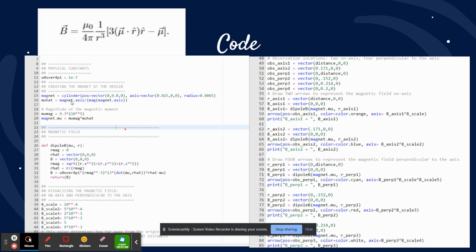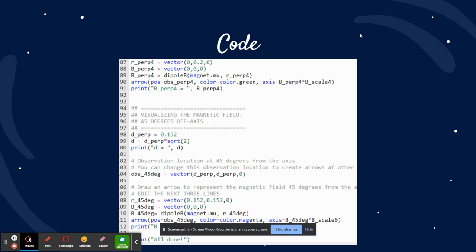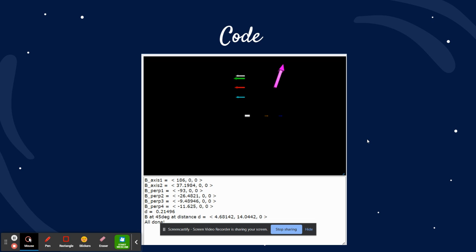In our code, we used that experimental mu, and we tried to find the B value of a magnet on axis and perpendicular. We also found it at a 45-degree angle to later compare with our other 45-degree angle values. And here is the finished code.